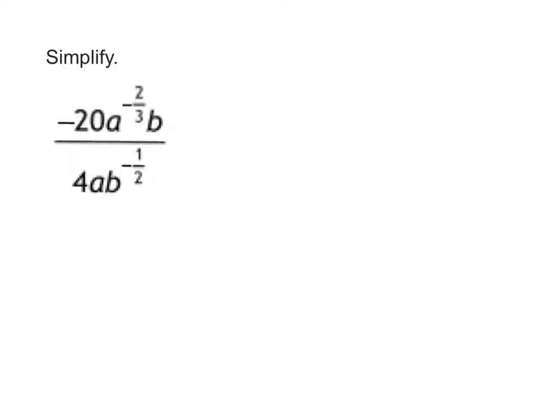First thing we're going to do is divide. Negative 20 divided by 4? Negative 5. But then we need to use the quotient law on the variables. So we have a to the power of negative 2/3 divided by a to the power of 1, which means we have to do negative 2/3 subtract 1, which is equal to negative 5/3.